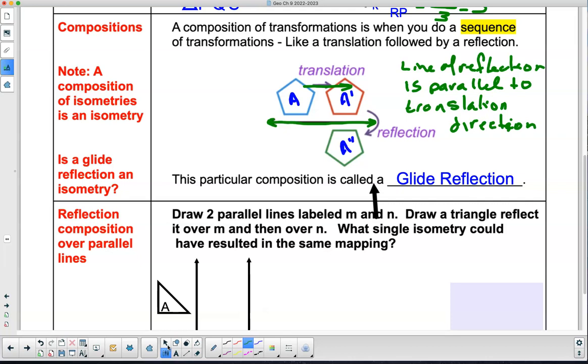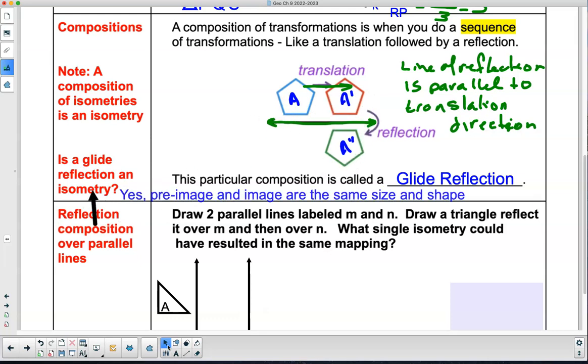Okay. So we've got to answer a question over here. Is a glide reflection an isometry? Well, I have this and this, and I flipped it over, and it is an isometry. Yes, the preimage and image are the same size and shape, so that guarantees it's an isometry.